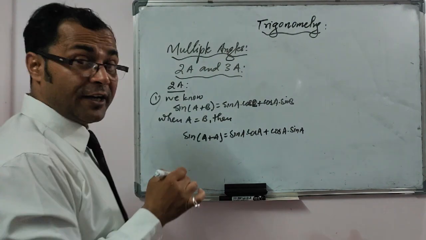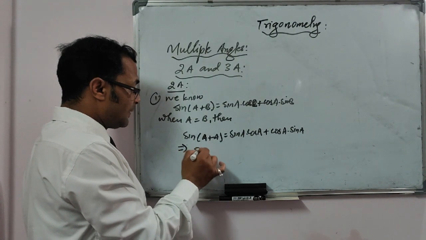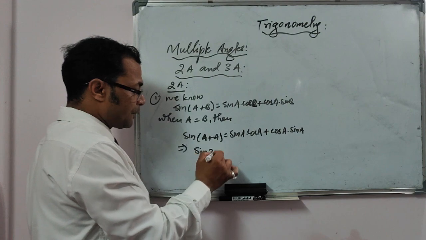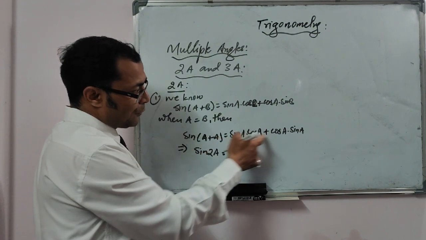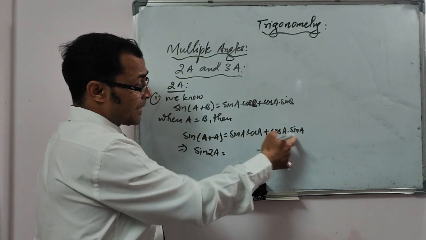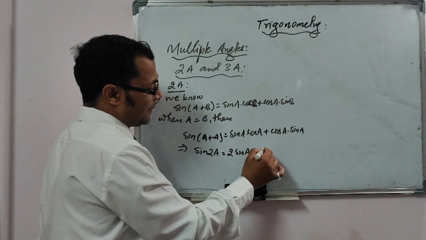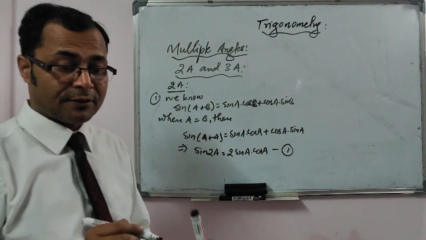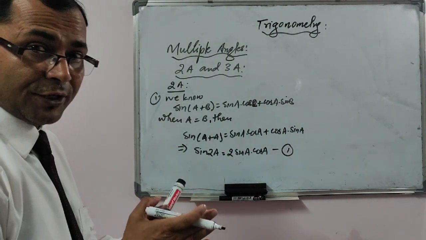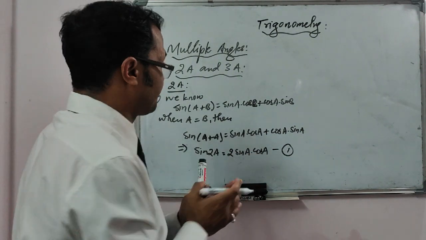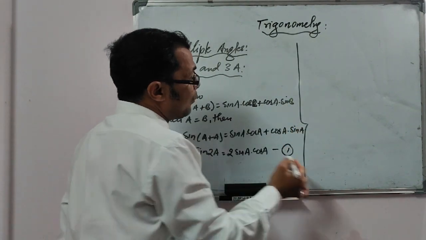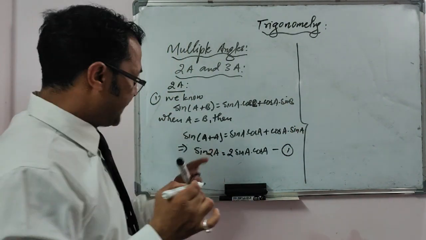I hope you guys are understanding this. So sine a plus a is sine 2a, and here you can see both of them are the same, sine a cos a, sine a cos a. So you can write 2 sine a cos a. Yes. So this is the formula for sine 2a: 2 sine a cos a. Well, I'm going to modify this formula a bit.